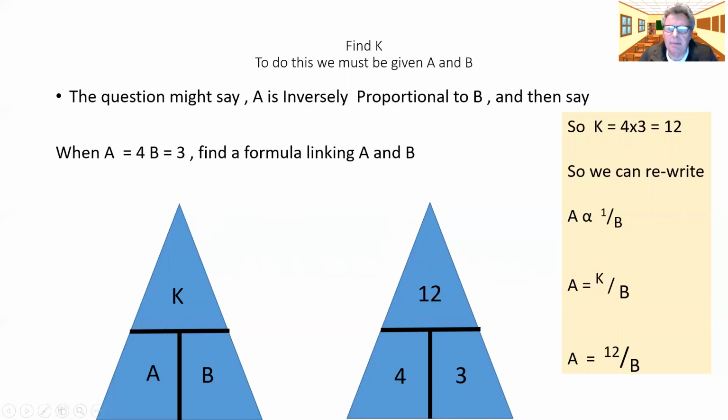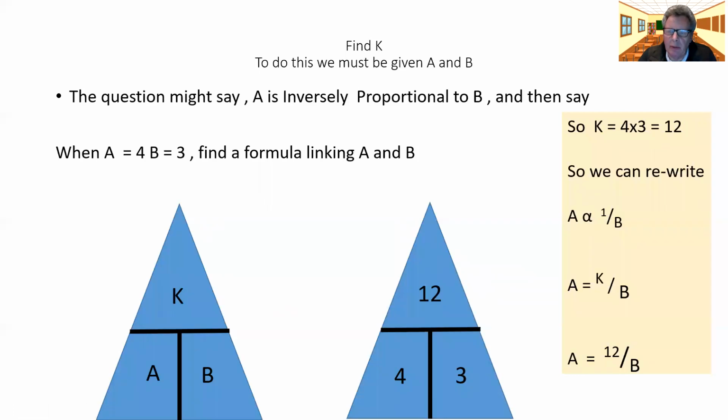Question says A is inversely proportional to B. So that means we don't need to worry about n, we can just write B straight. Then it says when A is 4, B is 3, and then we want a formula linking A and B. So we can just substitute the numbers in there, 4 and 3, so to find K we multiply them together, 12.